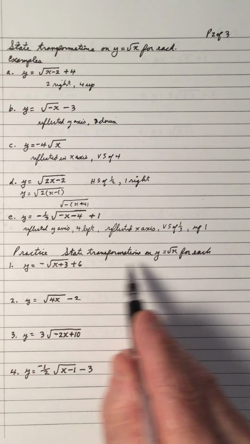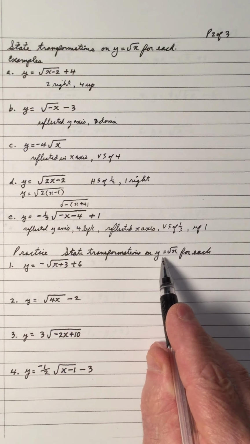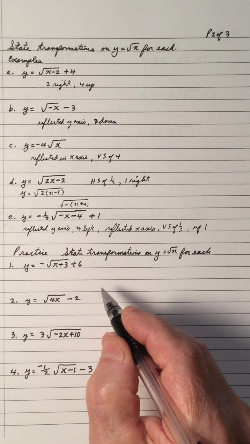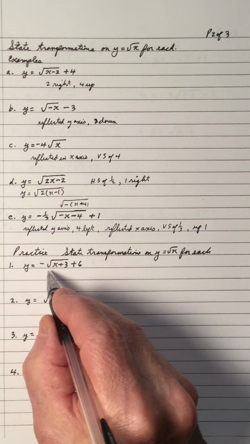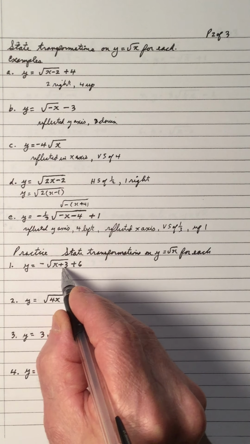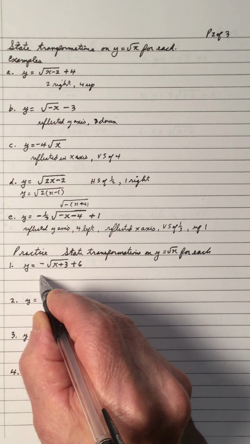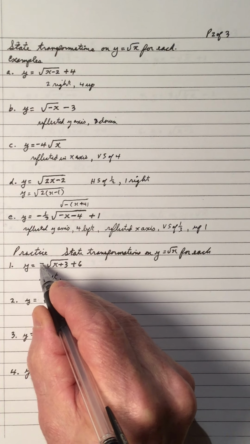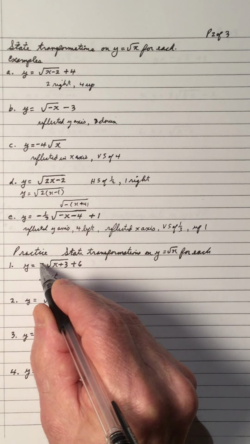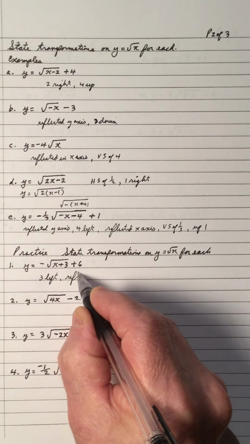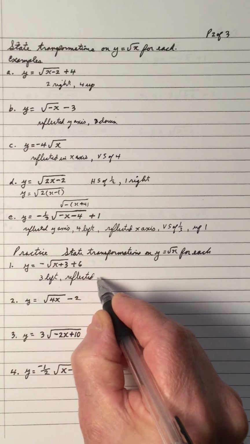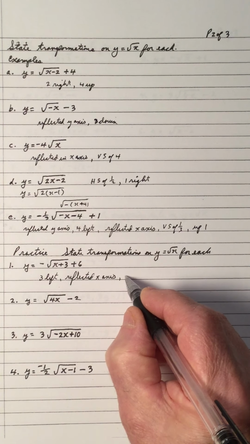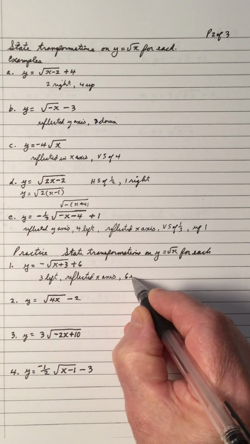Now I have some for you to practice. State the transformations on y equals root x for each, so you can pause the video and work these out. Here we go. Let's deal with the x. X plus 3, that's a minus 3, so it's translated 3 left. The negative on the outside of the square root affects the y, so it's reflected in the x-axis. And the plus 6 is with the y, so it's 6 up.